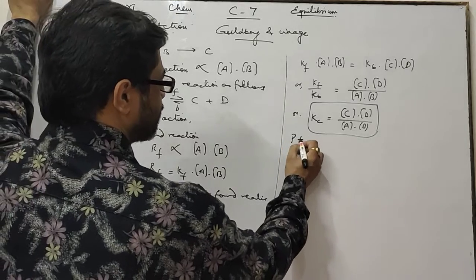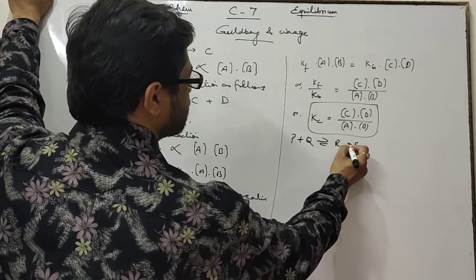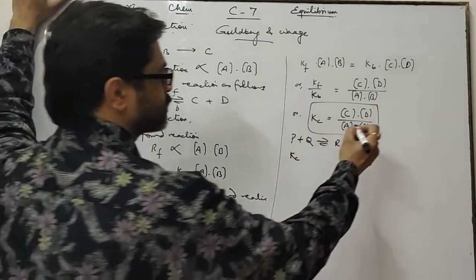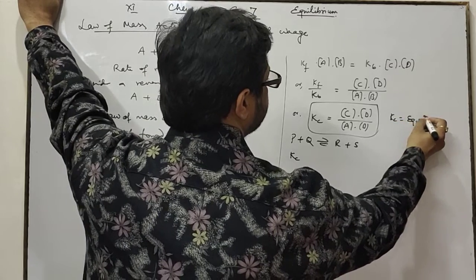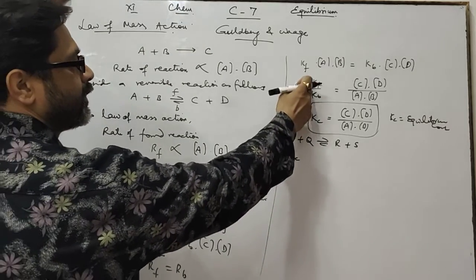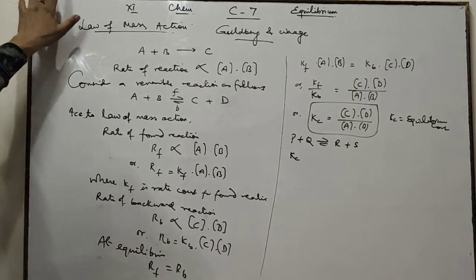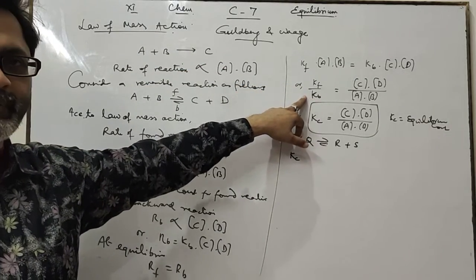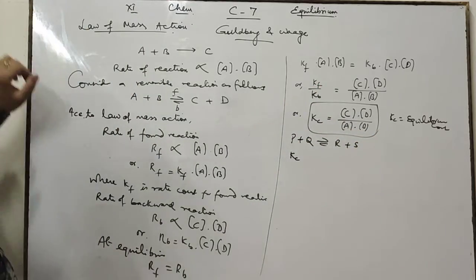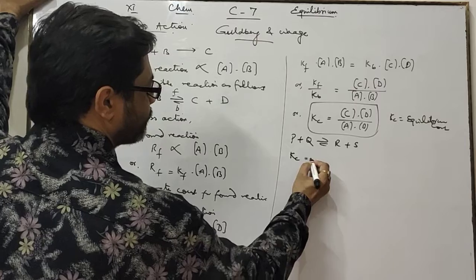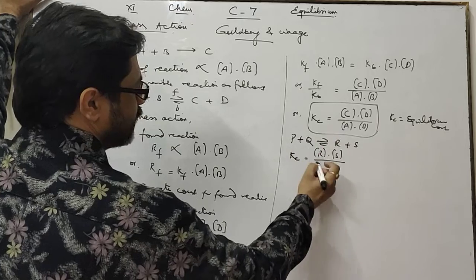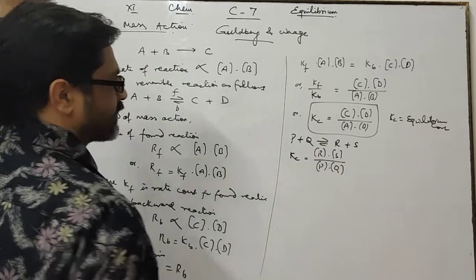Suppose a reaction is P plus Q gives R plus S, then what will be the expression for Kc? What is Kc? Kc is known as the equilibrium constant. The ratio of rate constant for forward reaction and rate constant for backward reaction is always constant, and this ratio is known as the equilibrium constant. What will be the expression for Kc for this reaction? R and S on the upper side and P and Q are on the lower side. Okay?